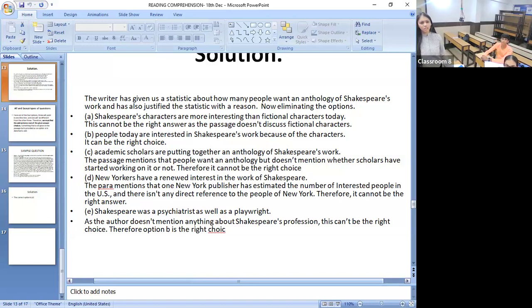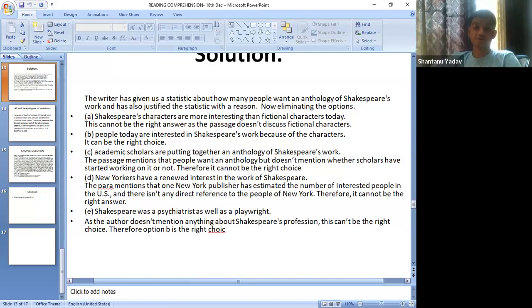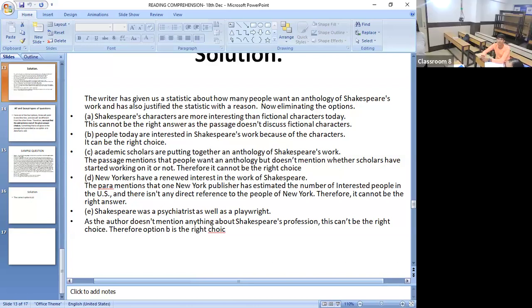Now, second, Shantanu: people today are interested in Shakespeare's work because of the characters. Can that be the right choice? Yes, it can be the right choice, the reason being that it was written over there. And even from the second line, did you see the second line? That's why I was saying to focus on the first line.